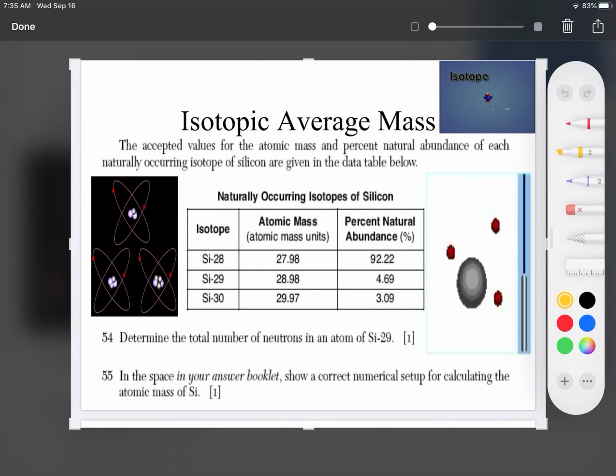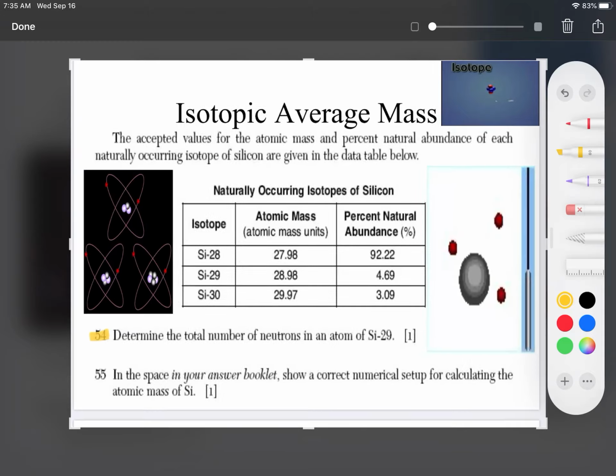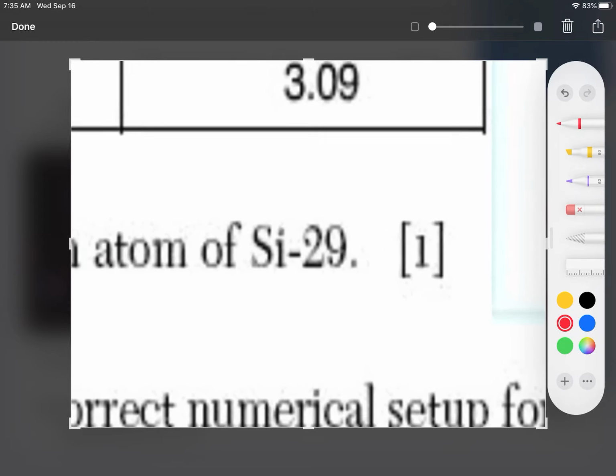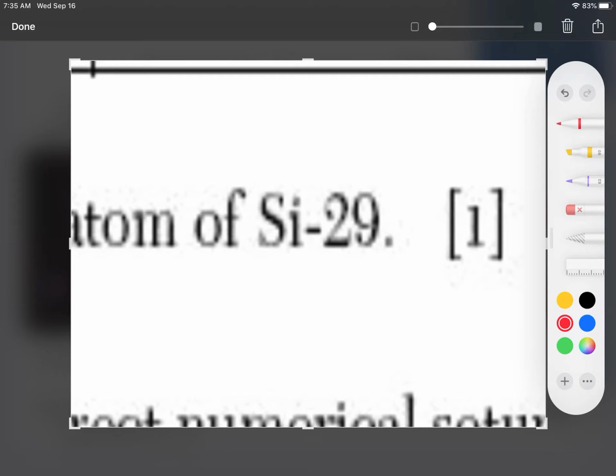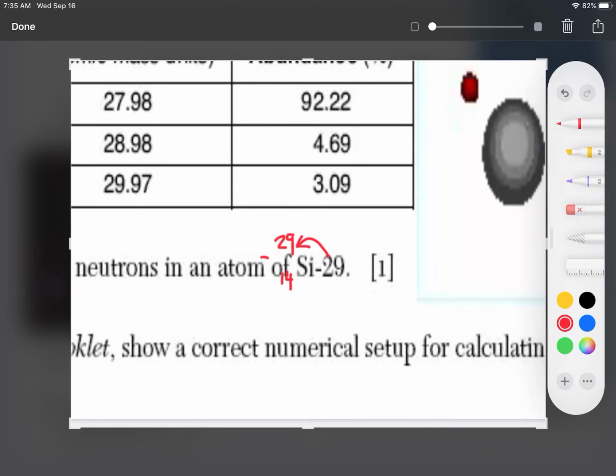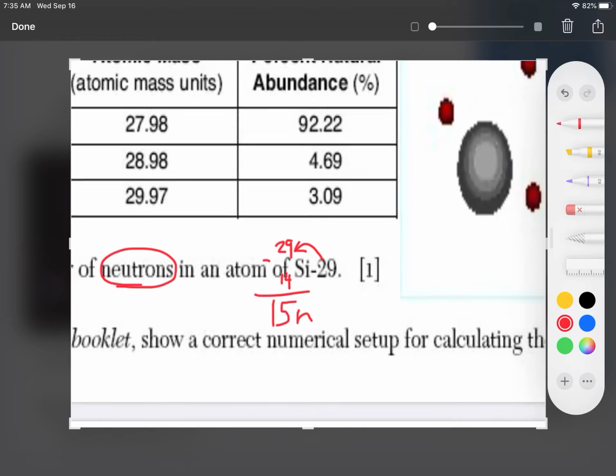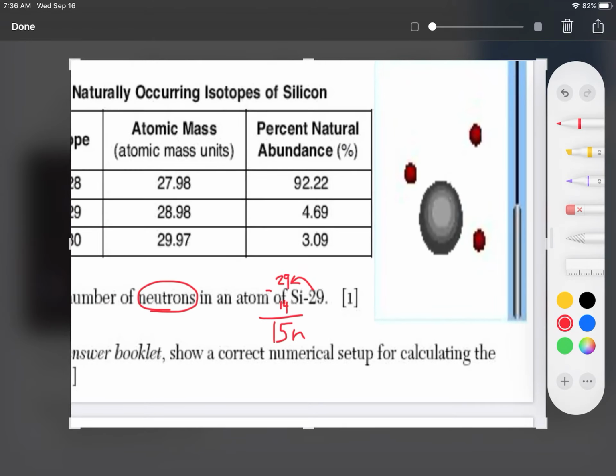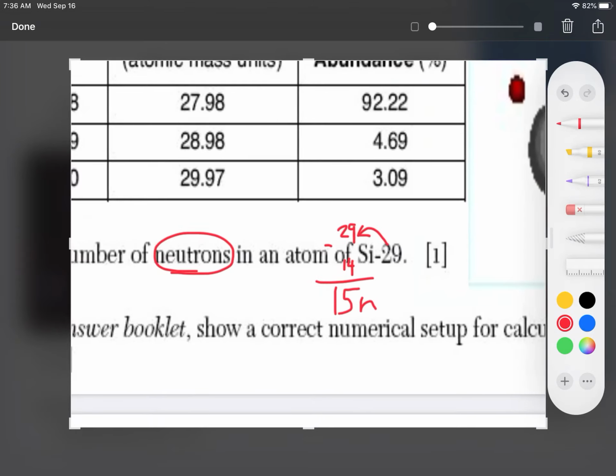First thing I want to do is answer question number 54. It says, determine the total number of neutrons in Si-29. What do we say again? Whenever there's a dash, the 29 goes on top. We need to look up the atomic number of silicon. So, hit pause and look up the atomic number of silicon in the periodic table. That's right, it's 14. So to get neutrons, remember we learned, simply subtract. You get 15 neutrons.